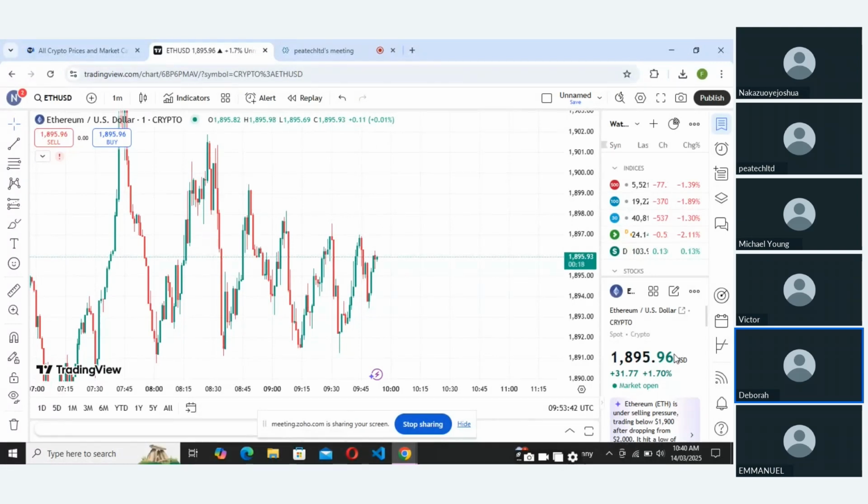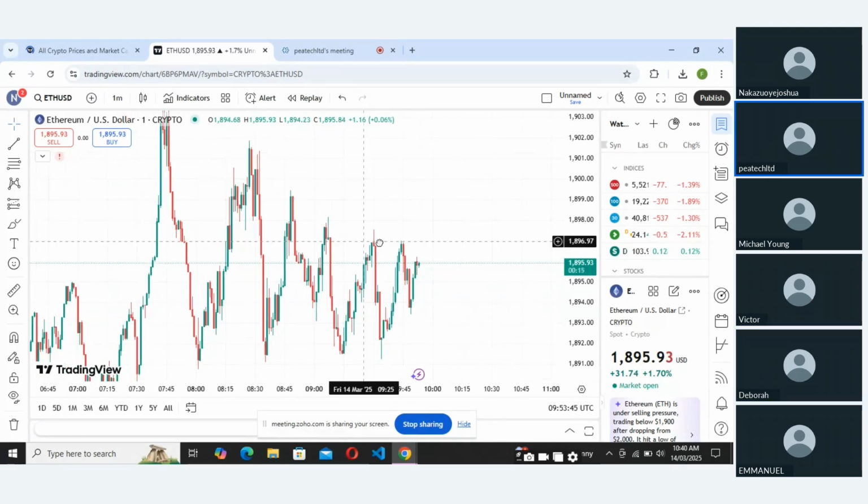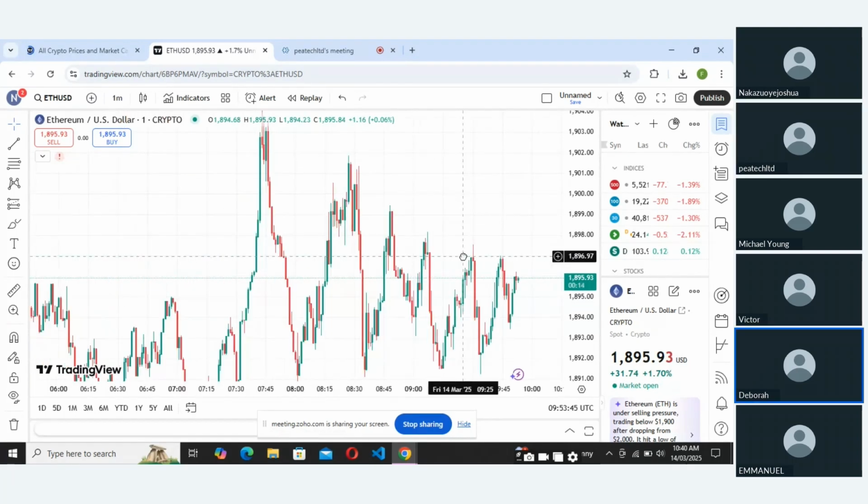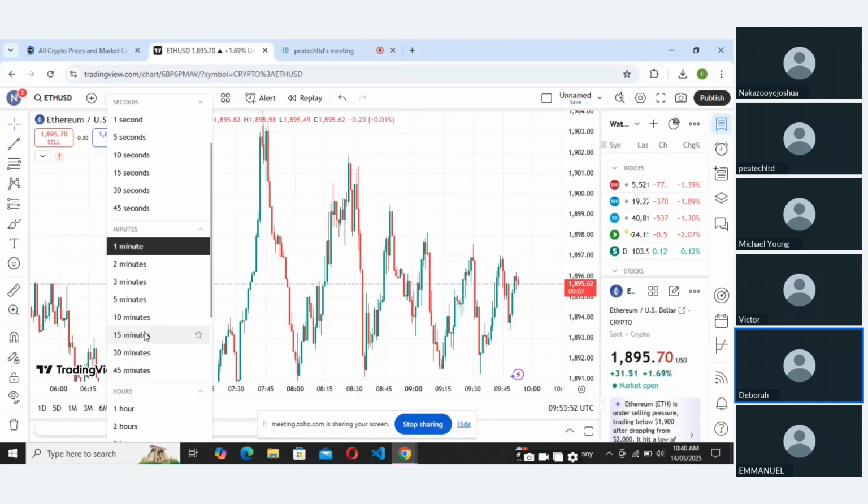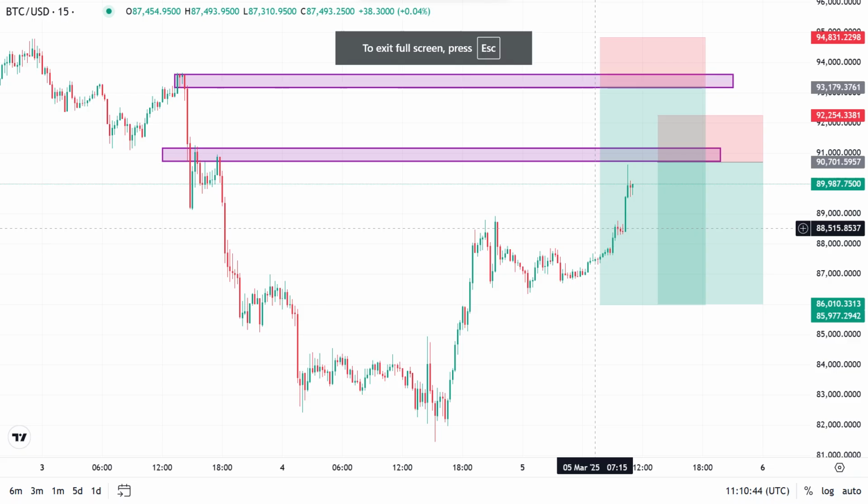So this is Ethereum, and the market. Check the message box. I sent you the following message on this chart. Okay, let me change it to something maybe like 15 minutes. I sent a message on the WhatsApp platform.